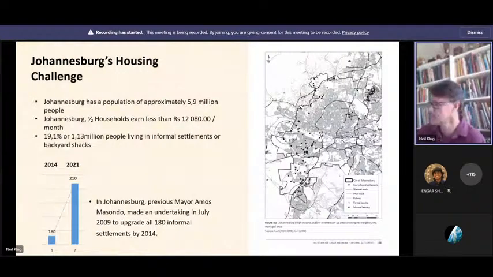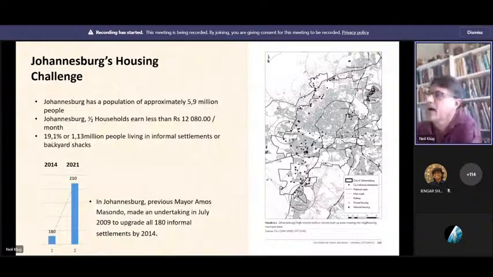And now focusing down on Johannesburg as a metropolitan area, in 1994, post-apartheid, it's a city of approximately 5.9 million people. Half of the households in this metropolitan area earn below 12,000 rupees per month. So there's huge inequality in this city. I think South Africa competes with Brazil as one of the most inequitable countries on earth in terms of GDP and income.